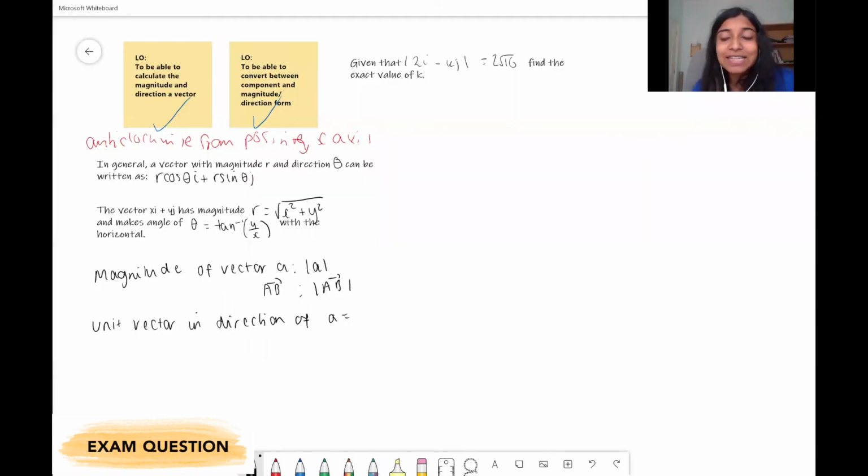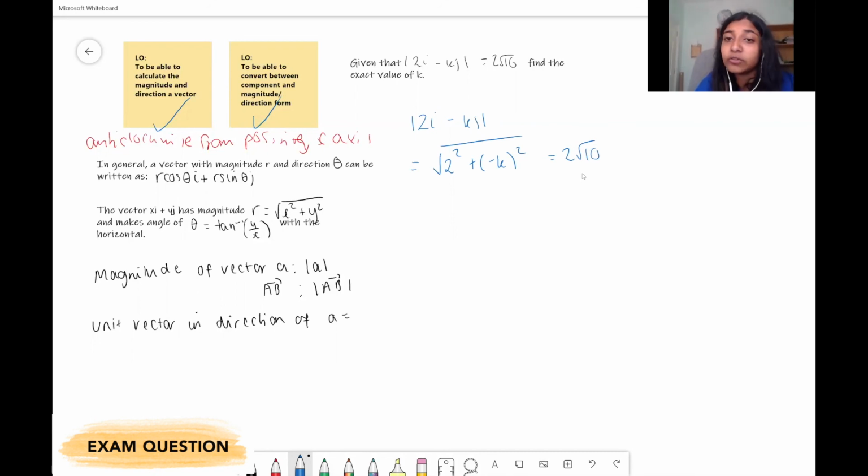So we have an exam question here. Feel free to pause the video and try it out for yourself first. So we have given that the mod of 2i minus kj is equal to 2 root 10. We want to find the exact value of k. So it's saying that the magnitude of the vector 2i minus kj is 2 root 10. So therefore we can rewrite the mod of 2i minus kj as just the square root of 2 squared plus minus k squared is equal to 2 root 10.